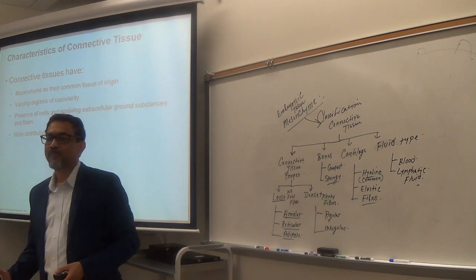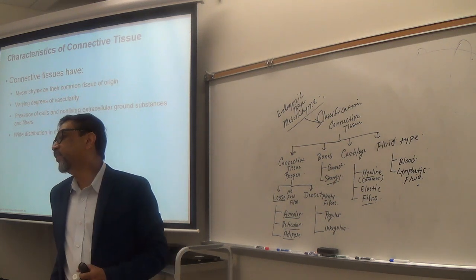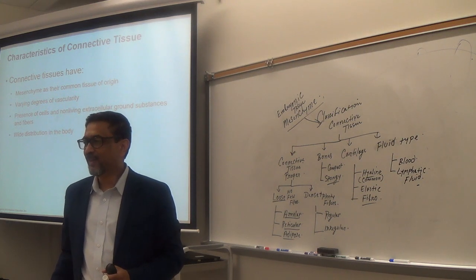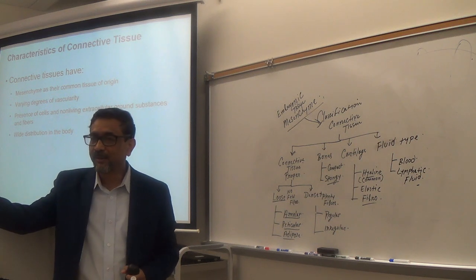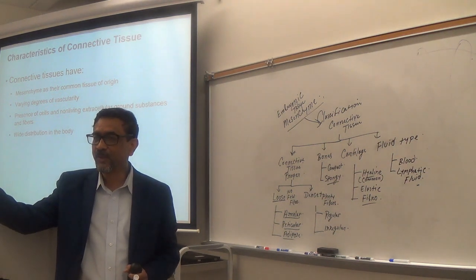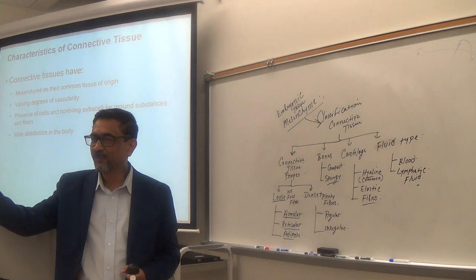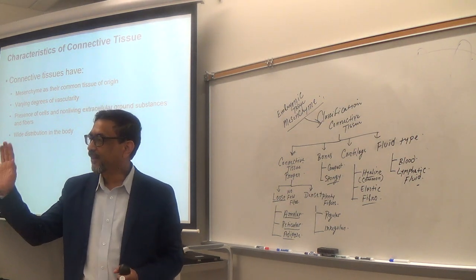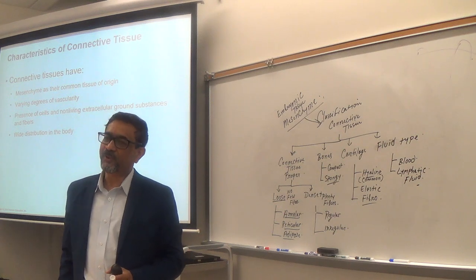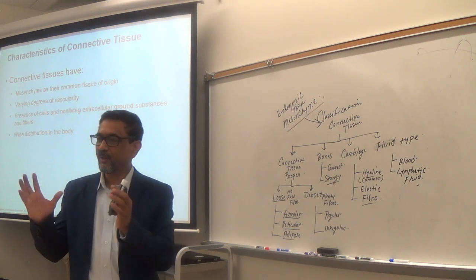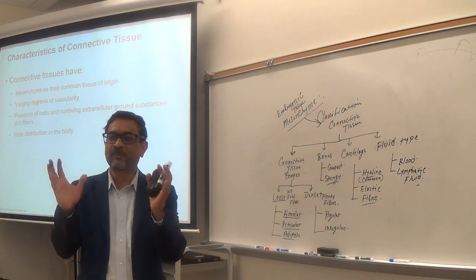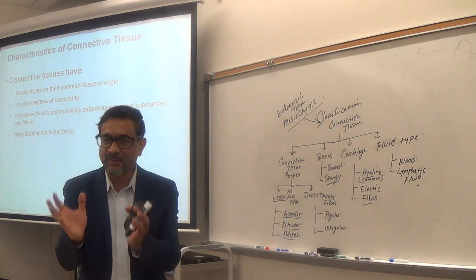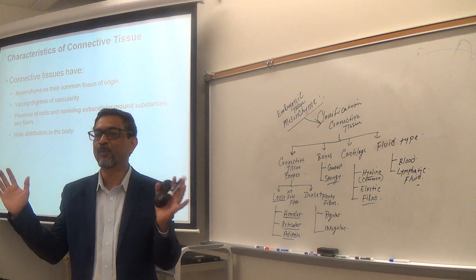Connective tissue has varying degrees of vascularity. That means, epithelial tissue has blood vessels or no? Avascular, right? Absence of blood vessels, I mentioned. Connective tissue, some connective tissue has a lot of blood vessels, some connective tissues less blood vessels, some connective tissues no blood vessels. Make sense?